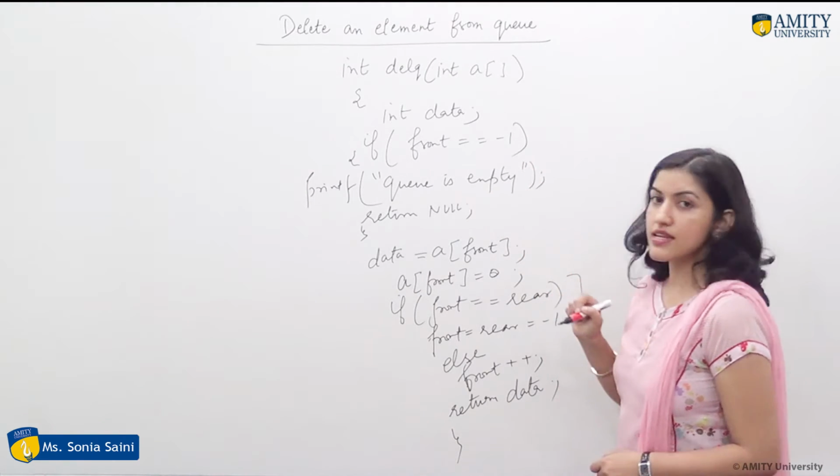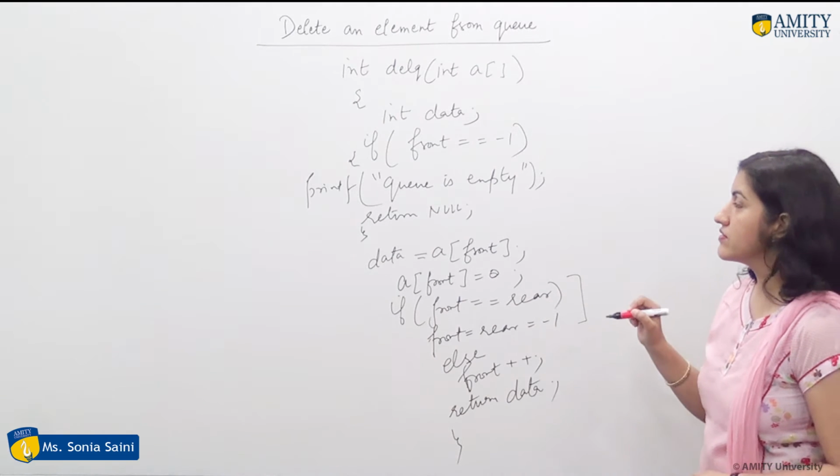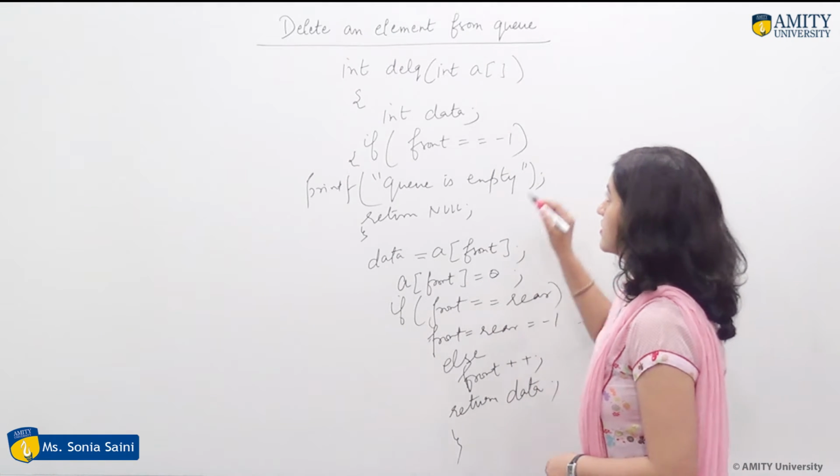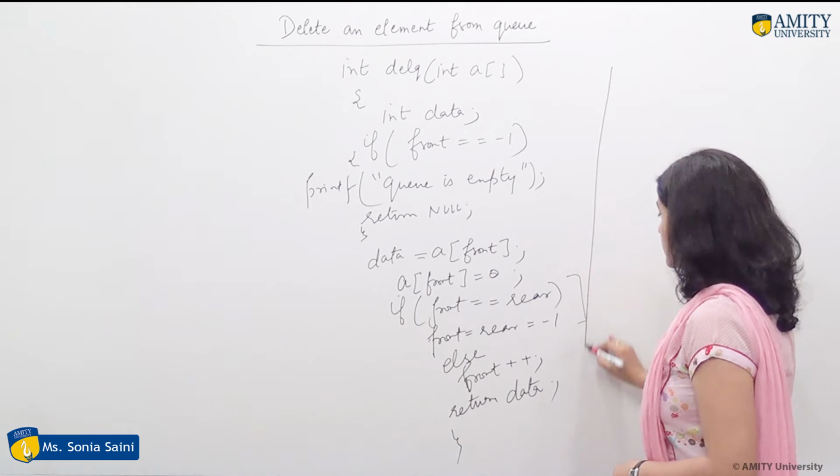The next topic is deletion of an element from a queue. How to delete an element?